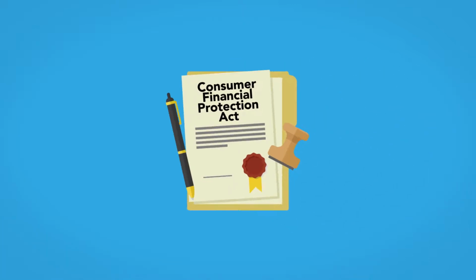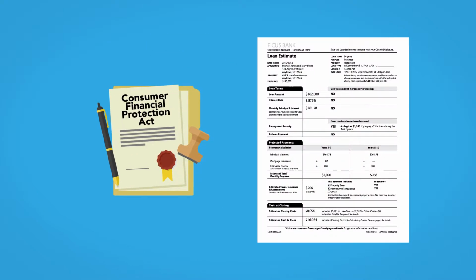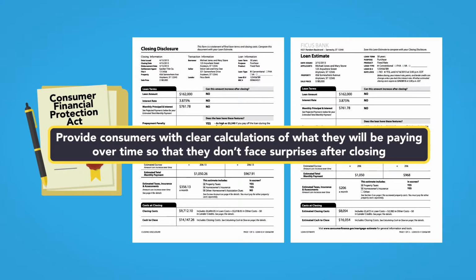The Consumer Financial Protection Act consolidated and simplified many of the complex disclosures required at mortgage closings. It also created the loan estimate form and the closing disclosure form, which provide consumers with clear calculations of what they will be paying over time so that they don't face surprises after closing.